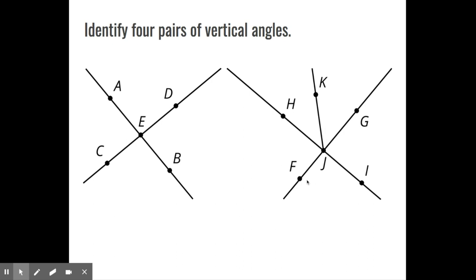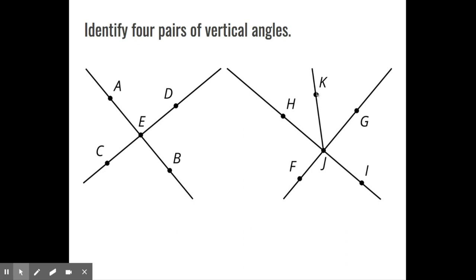And looking here, okay, we can say that FJI is vertical to HJG. This whole angle here is equivalent to this angle here. This line does not create any vertical angles because it doesn't pass through that vertex all the way through. So don't get tripped up on that. It has to be where two lines intersect and those two angles are across from each other.